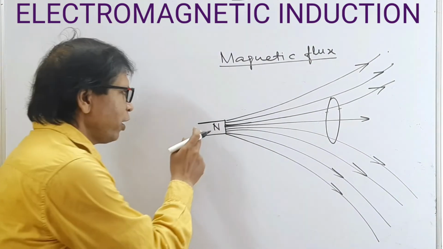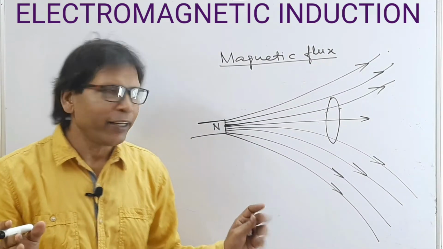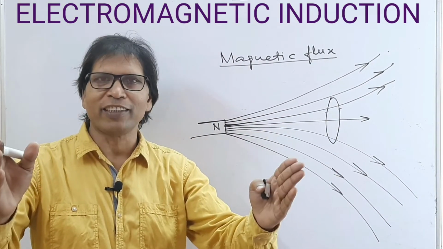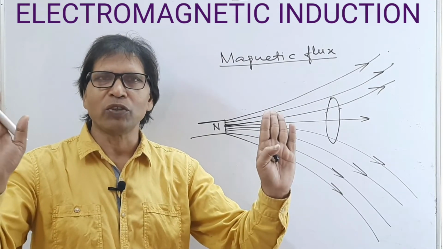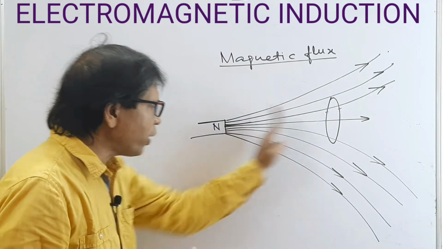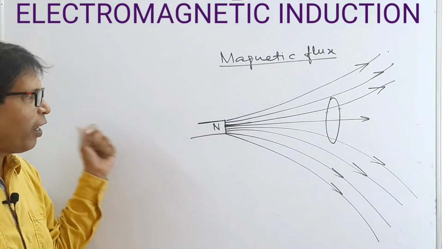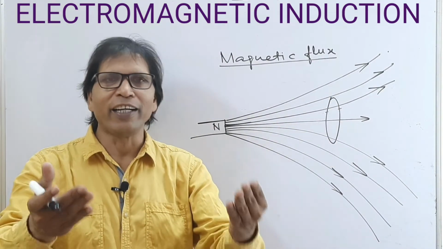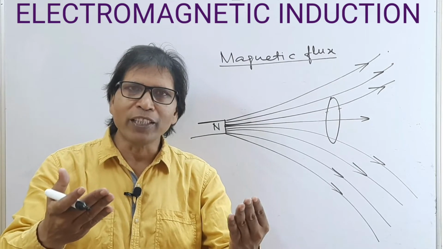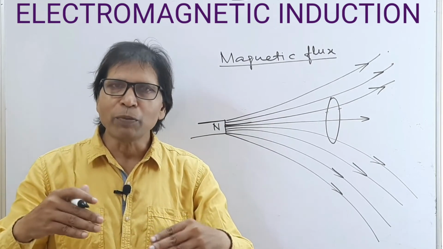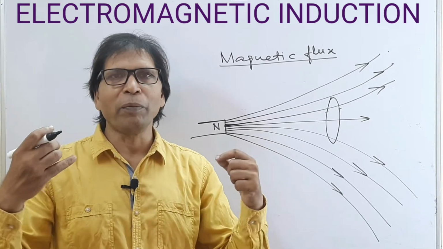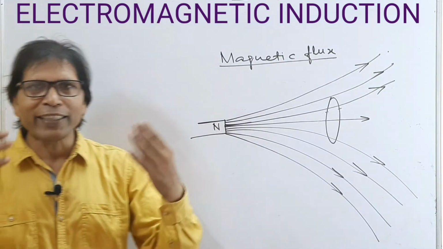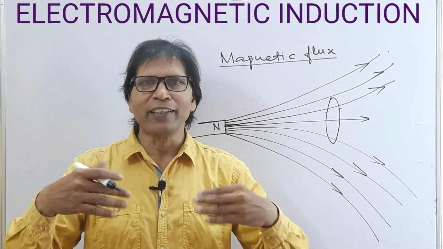Look at this. This is the N pole. When the magnet is stationary, the number of lines of force crossing this coil is constant. So no EMF is induced. When the north pole moves towards the coil or away from the coil, the number of lines of force within the coil increases or decreases. When the number of lines of force in the coil increases or decreases, that is flux changes, then EMF is induced. This is the main principle. So whenever flux changes in a coil, EMF is induced.